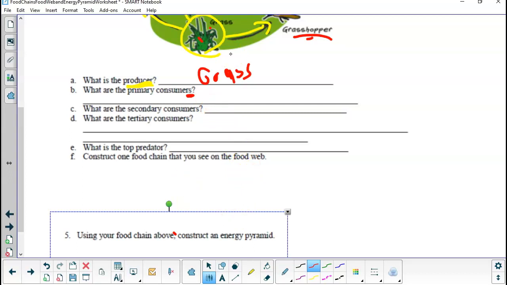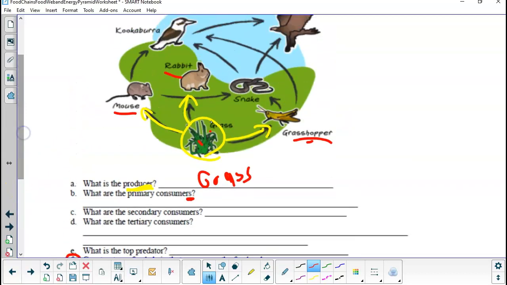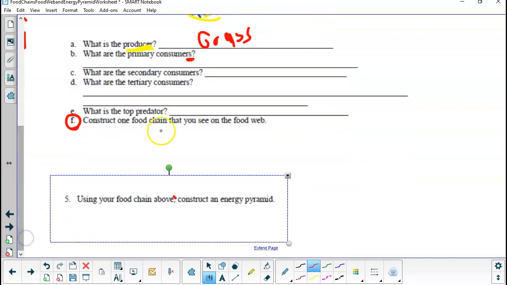But you can't make a pyramid of the whole web. So notice that you're going to make one food chain. Just follow one path, like maybe grass to mouse to kookaburra to hawk here. You'd write that one path down and then put it in a pyramid, making sure that you have the right thing supporting on the bottom. All right, so I'm going to leave those blanks for you guys to work through.